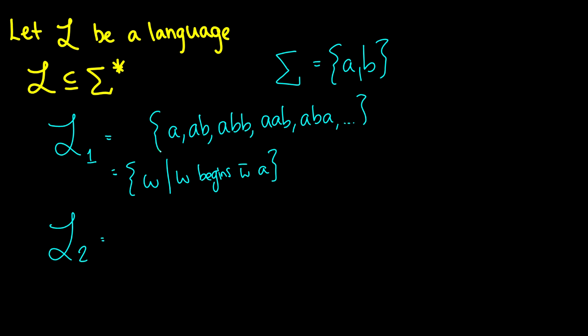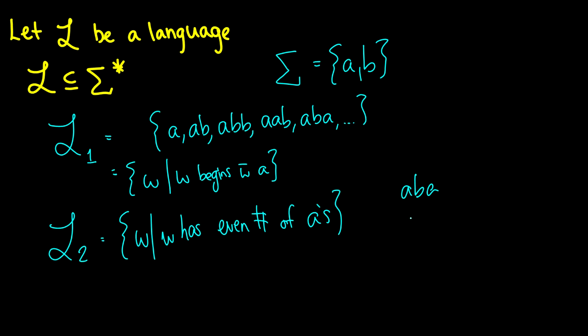Or the second language here, where, what if we want it so that words have to have an even number of A's? So we say W such that W has an even number of A's. So acceptable words in the language would be like ABBA or say A or even just B, because it does have an even number of A's, it's 0. So we can construct these languages to accept basically whatever we want.